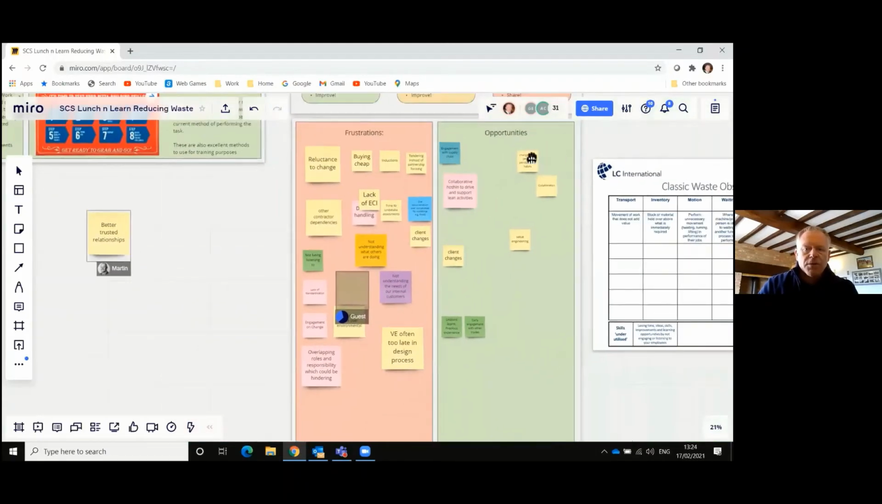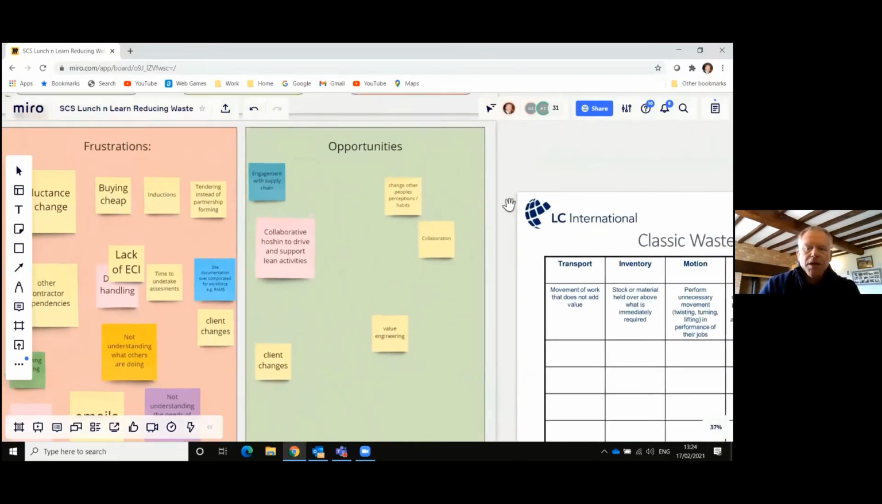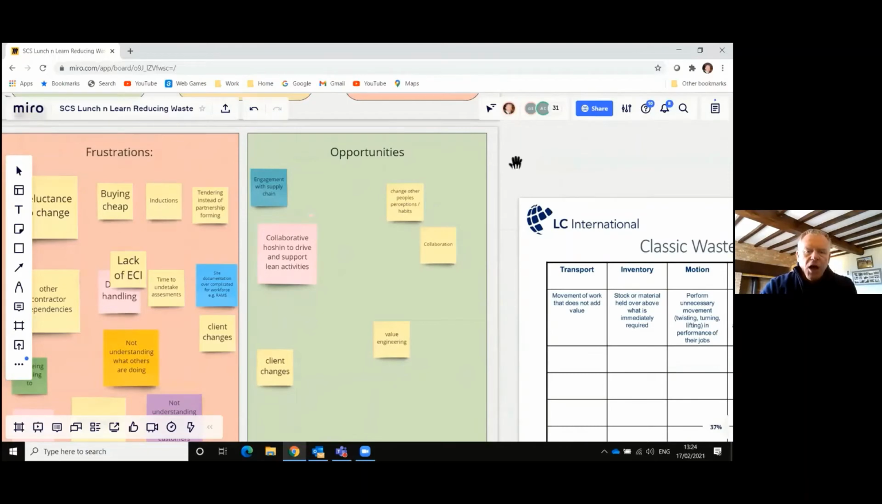So let's have a look at some of the opportunities that you have there. So engagement with supply chain, absolutely. Early engagement with the supply chain is key to removal of waste. It will stop us duplicating effort and having to chase, which is a wasteful activity.